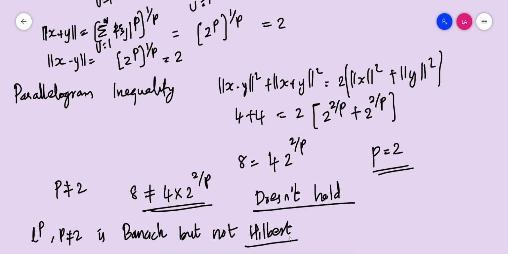Okay, so this is the idea of characterizing the inner products on L^p spaces. The result is that the L^p space, when p is not equal to 2, is not a Hilbert space. It is not even an inner product space. It is an example of a Banach space which is not a Hilbert space. But L^2 is actually a Hilbert space as well.